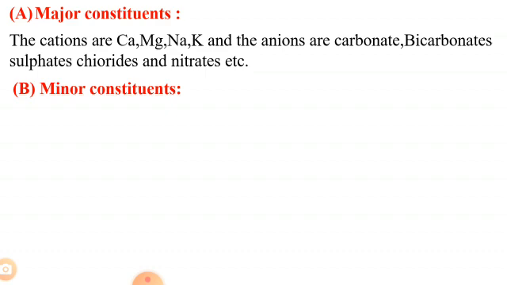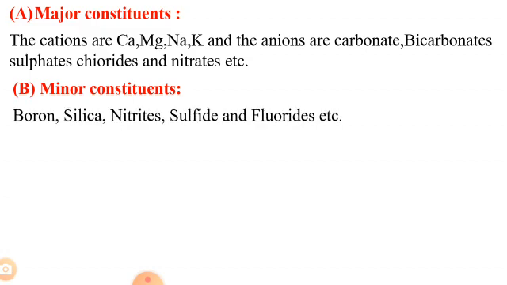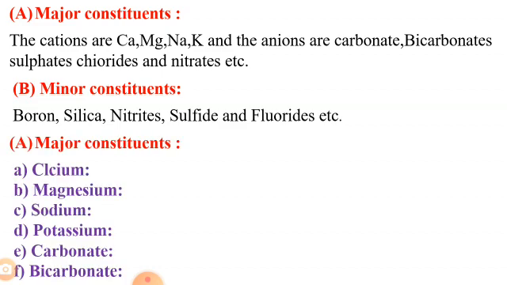So the dissolved constituents are classified into two different classes. First one is major and second one is minor. So let us discuss in short what are major constituents. The first major constituent is calcium. It is an essential element.